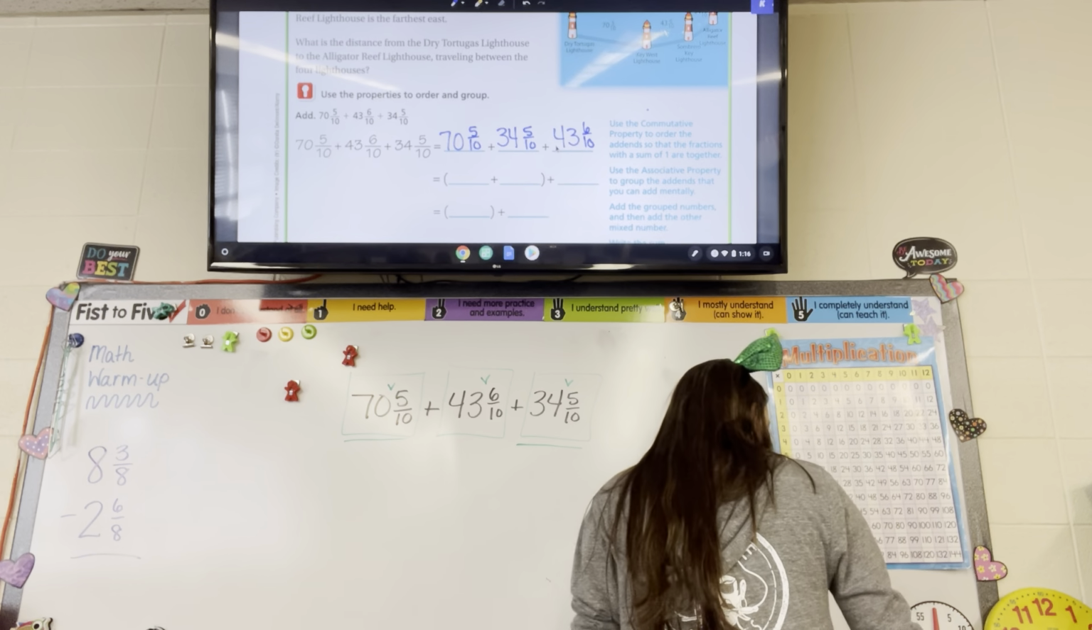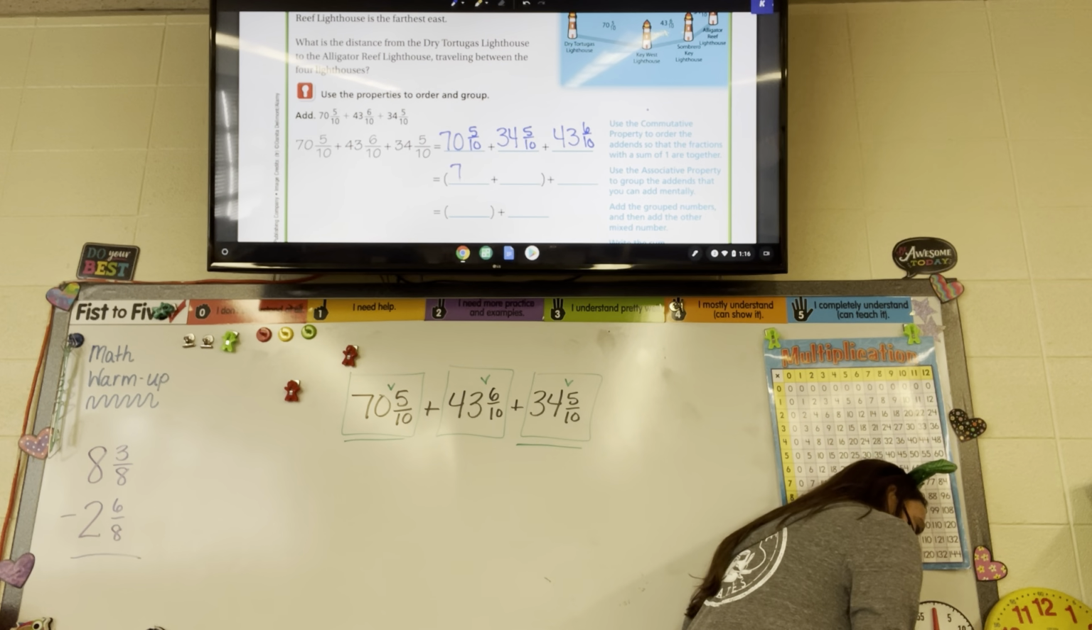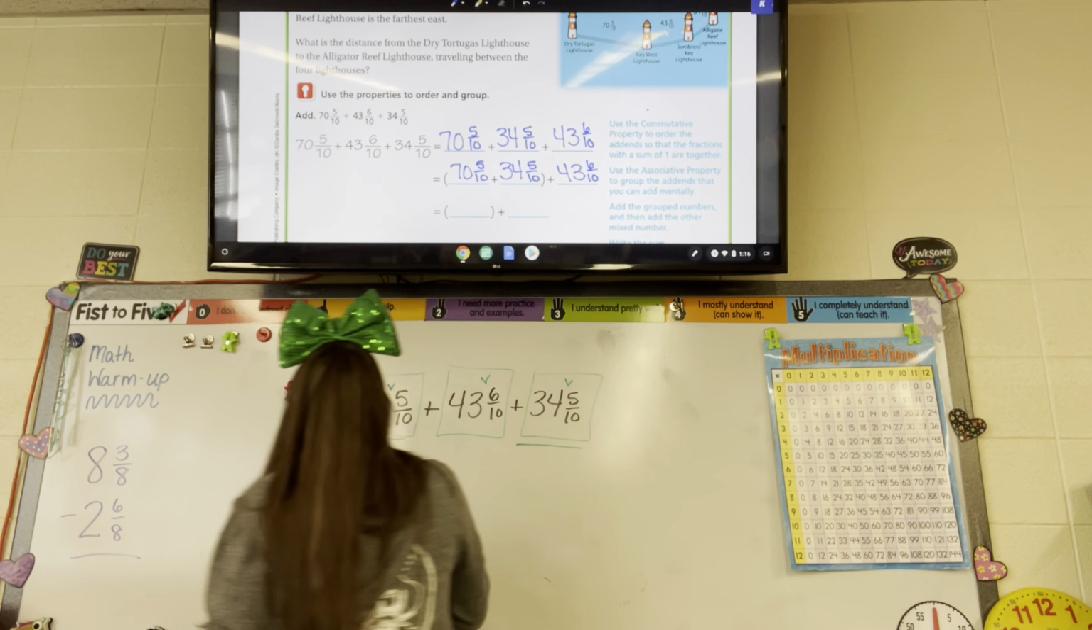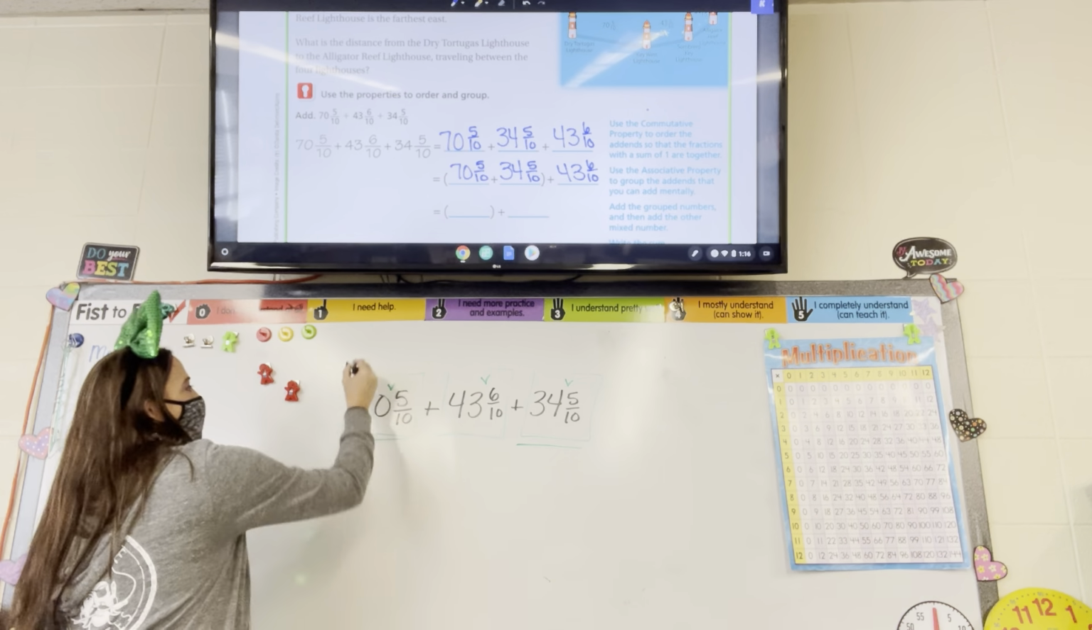Okay, so we're going to just copy those same numbers again right below where we wrote them. 70 and 5 tenths and 34 and 5 tenths. And then 43 and 6 tenths. Okay, so we're going to start by adding these two together.